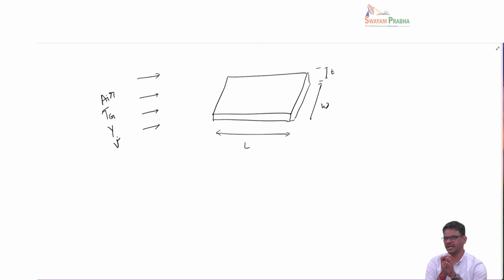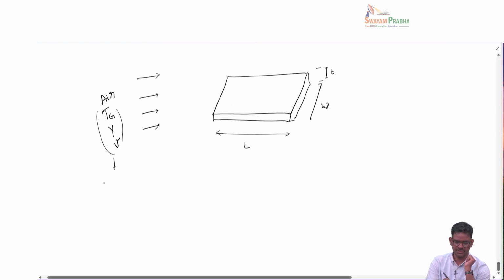This constant drying condition will lead to a certain drying pattern. If I change any of these variables, then the drying pattern will also change. So when I keep this constant, I talk about constant drying conditions.